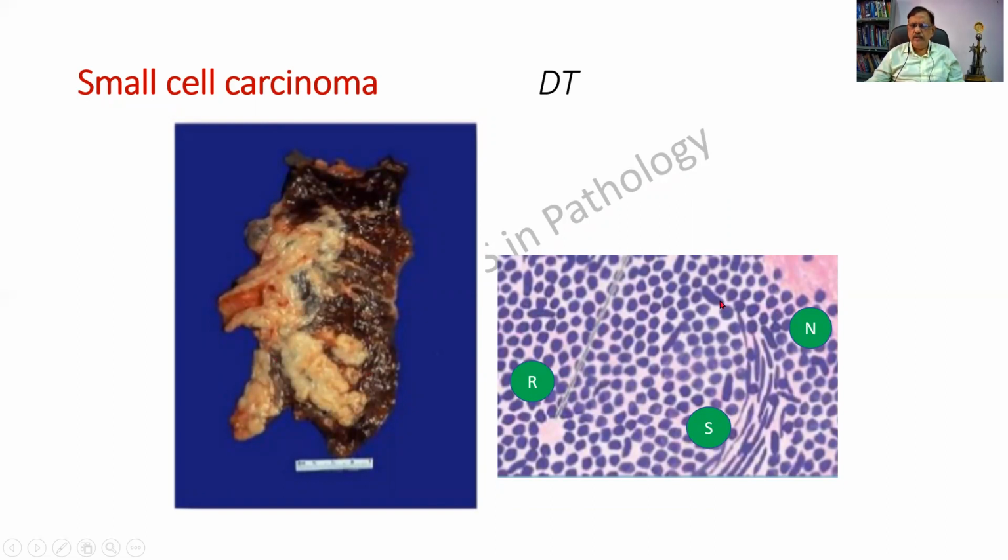And there is a good microscopic slide. You people can draw this one. Small cells, fairly uniform, and there can be some round structures called the rosettes. The tumor is separated by means of fibrous septae, and this pink color is an area of necrosis. Please draw this diagram.